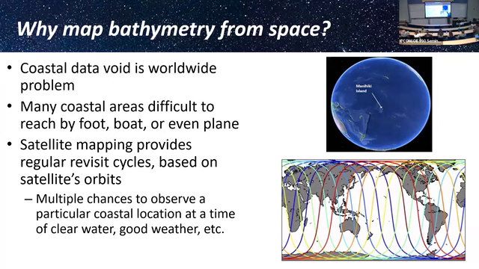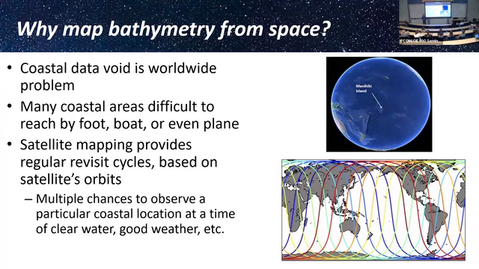So we're looking at Manihiki Atoll, which is part of the Cook Islands in the South Pacific. If you needed to go there to map and get a boat out there, that would be just hugely expensive. And there are a lot of areas like that. So satellites, one of the things they do is they give us near global coverage.